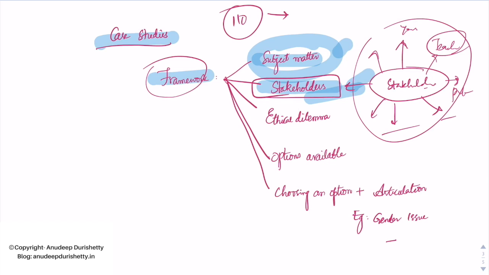Next comes the ethical dilemmas and the key principles in that case study. Here you enumerate the key values that are in conflict. For example, in a case involving, let's say, mining in tribal inhabited forests, ethical issues would be development versus nature conservation.